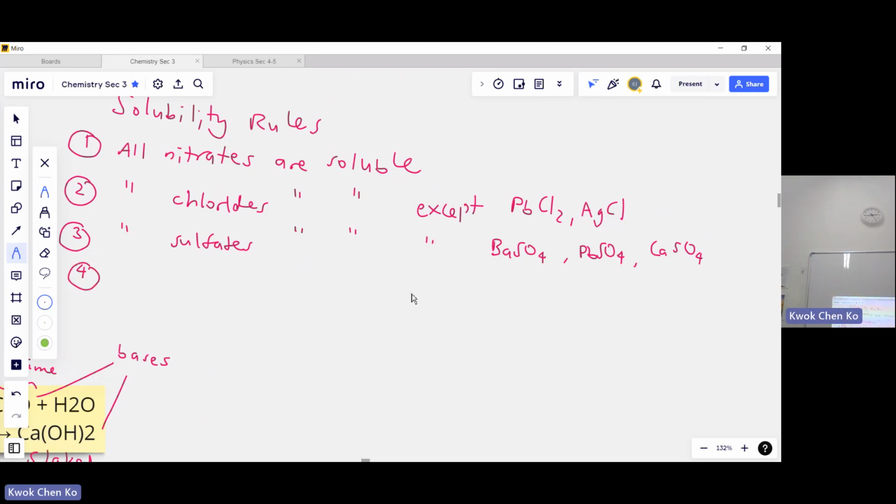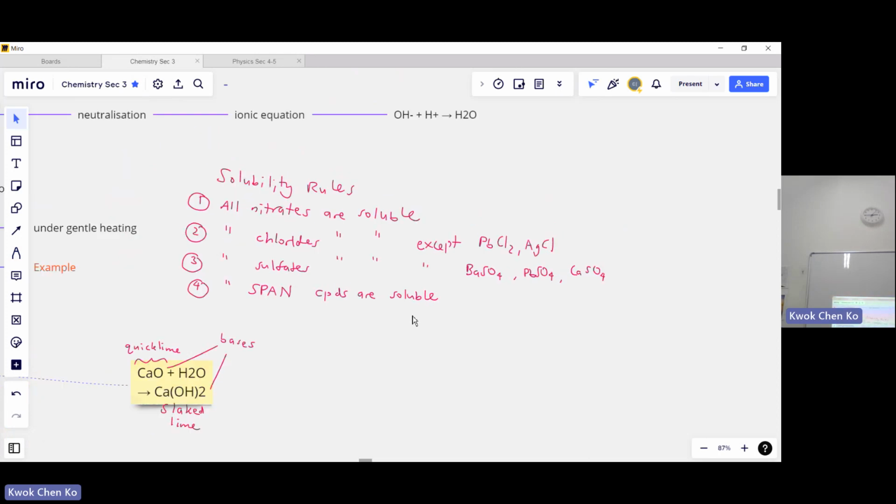Right. Xingyue, all ammonium salts are soluble. Okay, let me rephrase it. Some schools will teach you SPAN. All SPAN salts are soluble. In fact, I don't want to use the word salts. Let me use the word compounds, due to the nature of the test. Hopefully, your school has mentioned this SPAN or SPA.